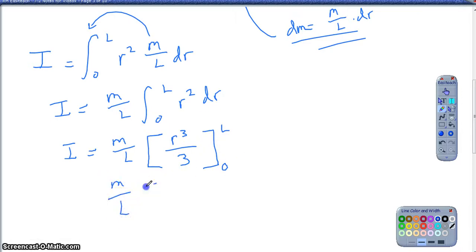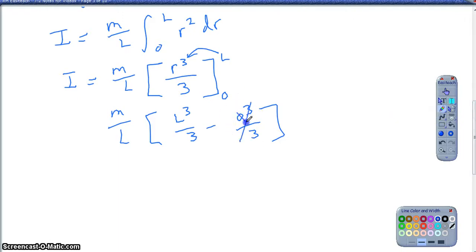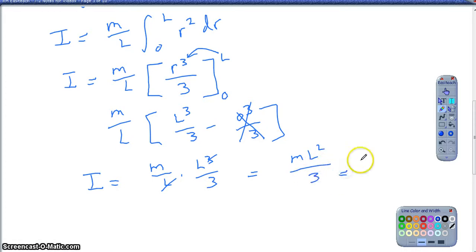So m over L, and then brackets here. I'm going to plug in the top parameter first, so L cubed over 3, minus my low parameter, which would be 0 cubed over 3, which is just 0. So the second term in that bracket cancels out, and I end up getting the moment of inertia equals m over L times L cubed over 3, which simplifies down to m L squared over 3, or better yet, the way that we saw it last year, 1/3 m L squared. So the moment of inertia for a rod pivoted about the end is 1/3 m L squared.